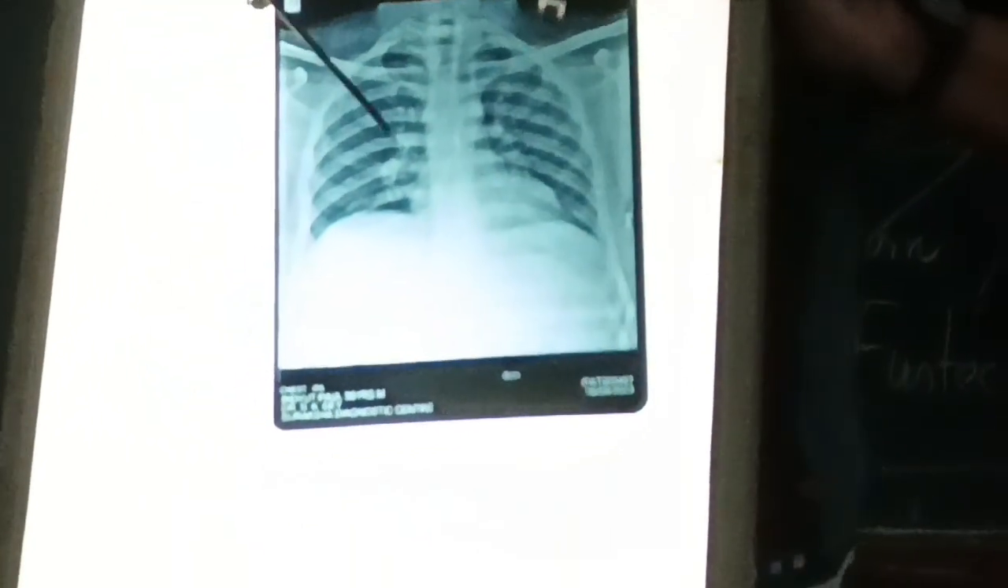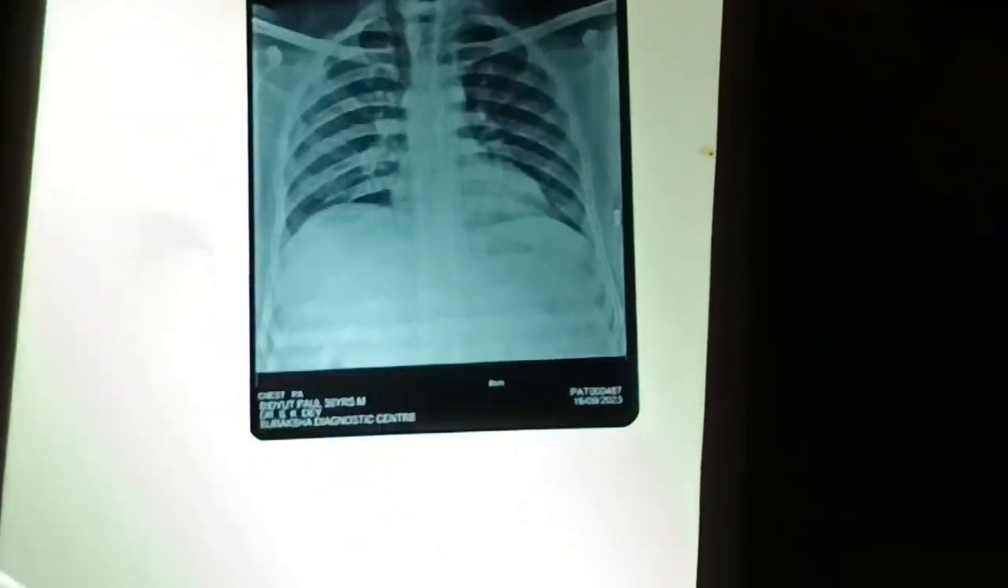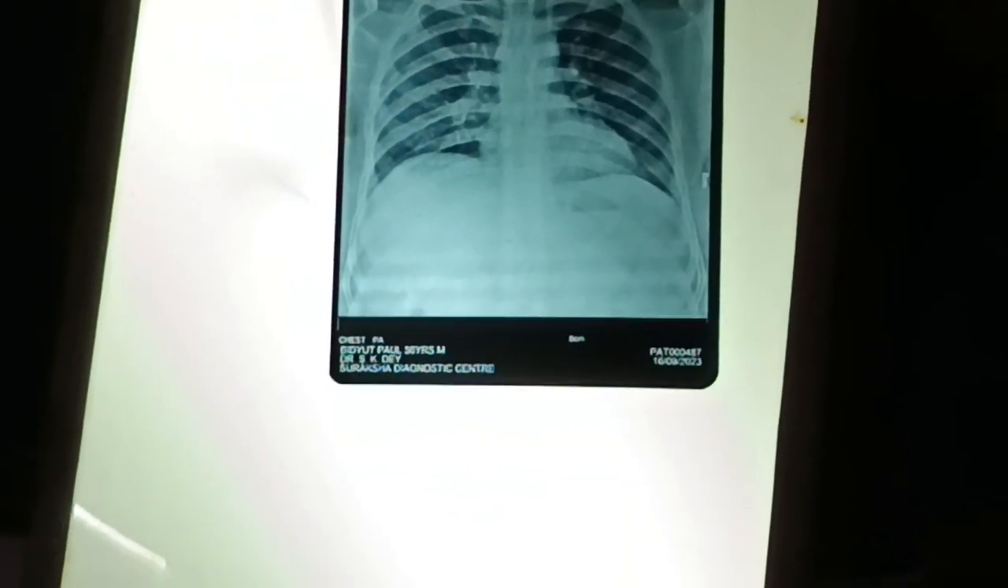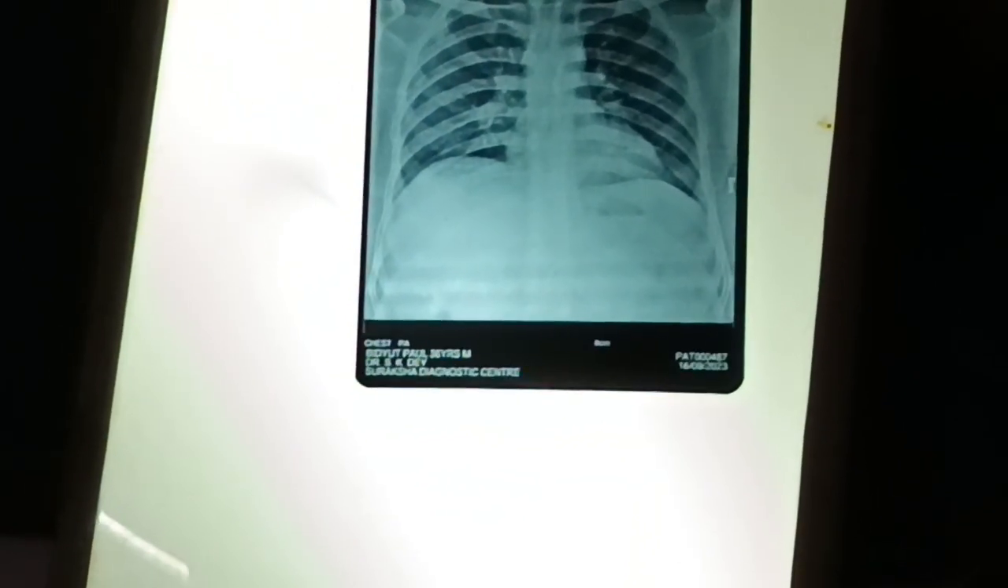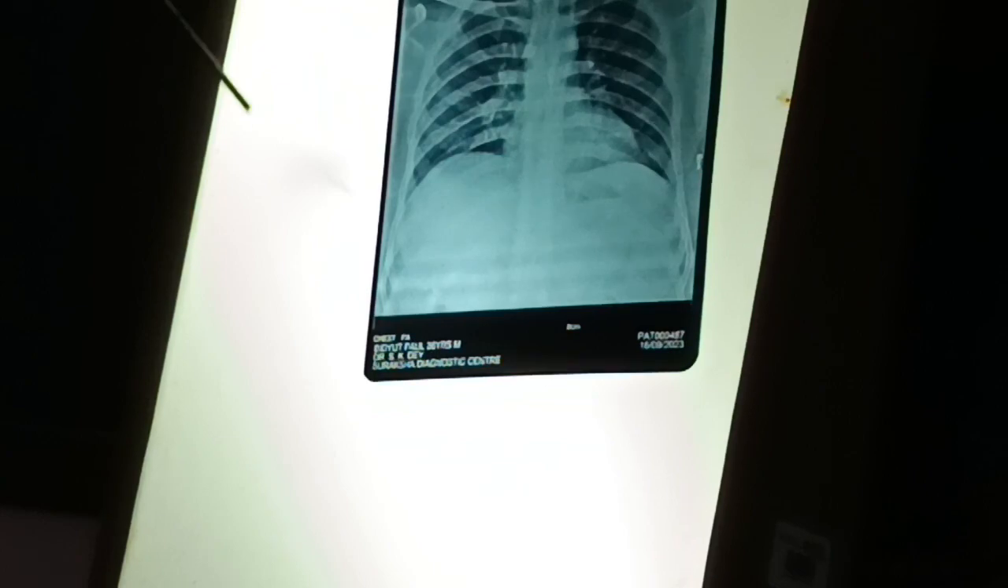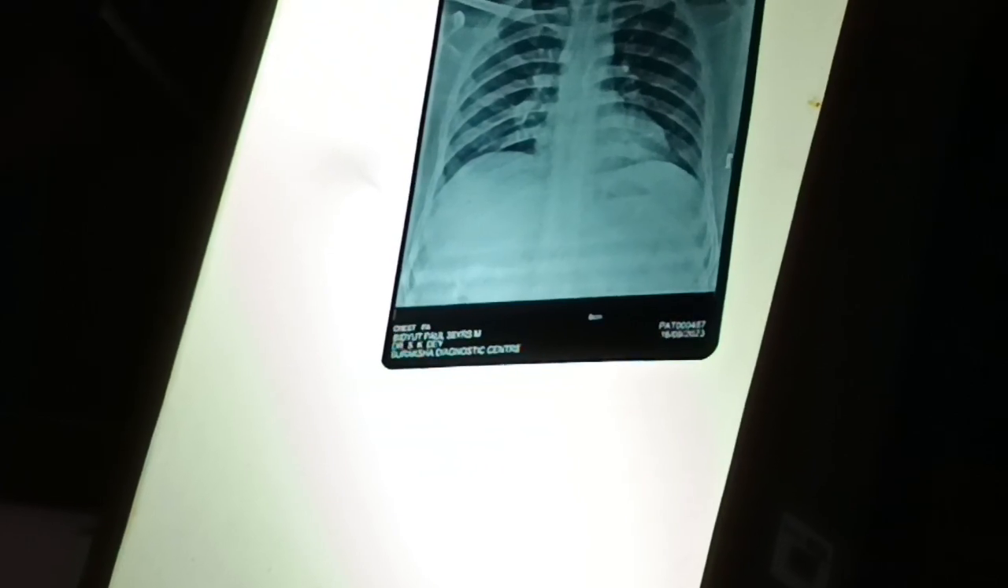See here, could you able to see any lines within the lung substance? Within the dark color, could you able to see any whitish lines over here in this manner? Could you able to see the lines within the dark color lungs? These lines are present, no? Yes. Okay.